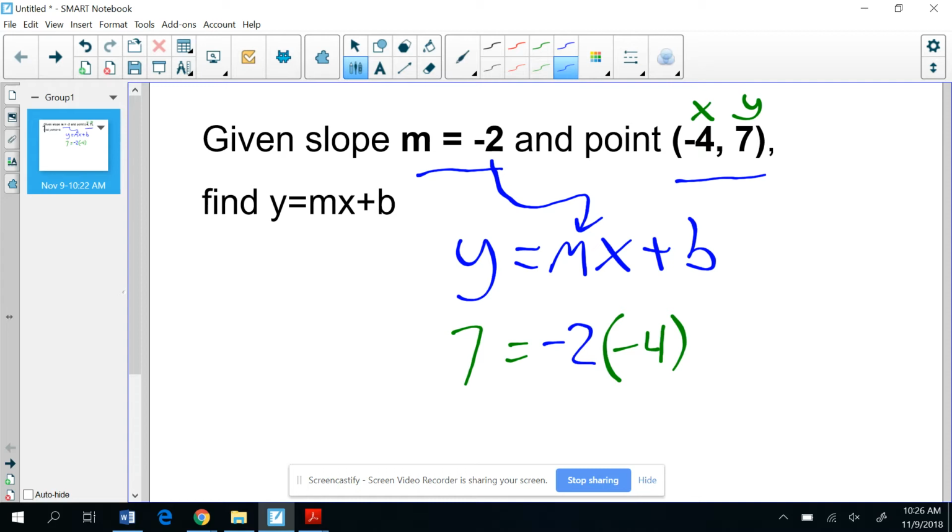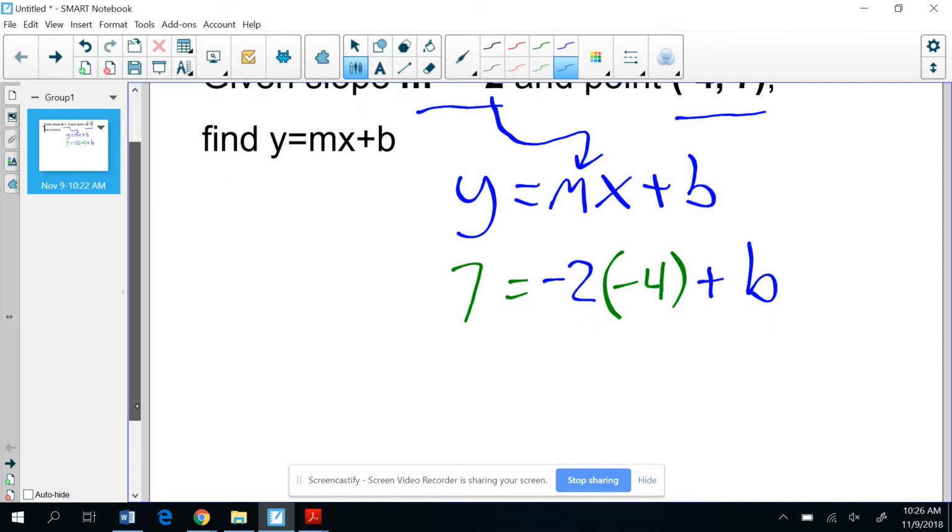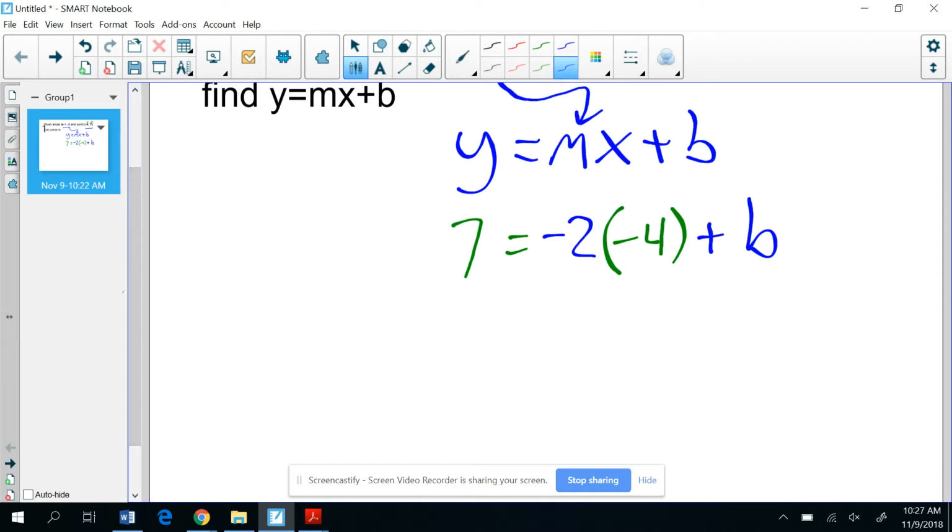Now where do I find b? The thing with this one is the b is unknown. I don't know what it is yet, but I'm going to use this process to find it. 7 is equal to -2 times -4 plus b. Let me give myself a little bit more room here. So b is the only unknown, and if I have one variable and I have other information and an equal sign, I can solve for the one variable. So I'm going to do that.